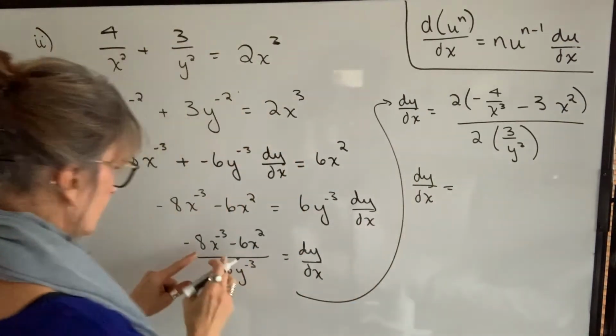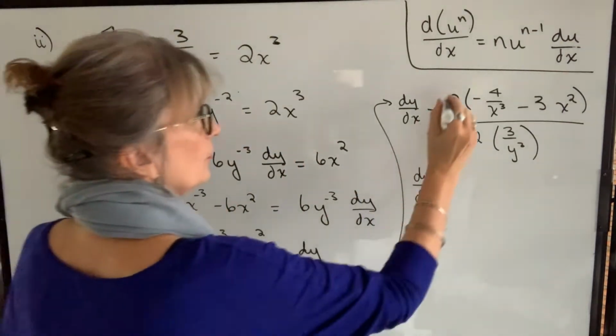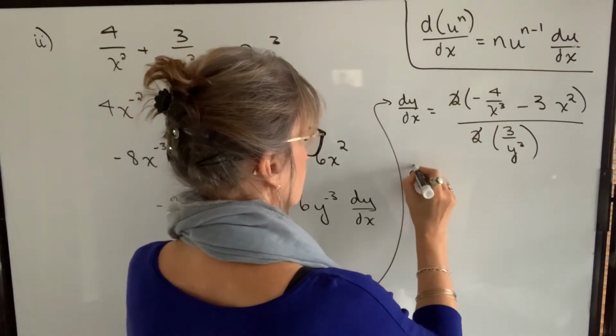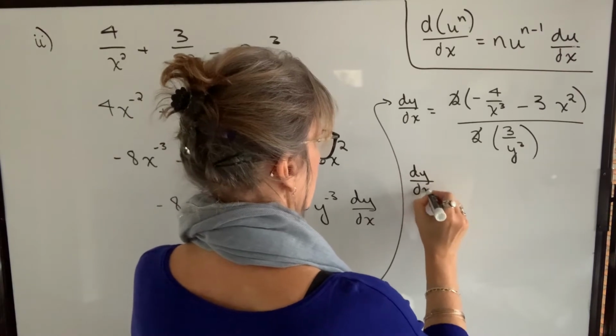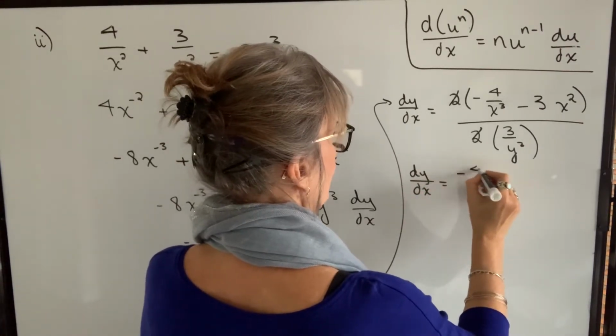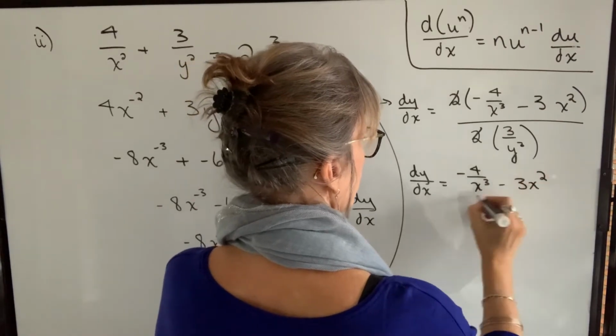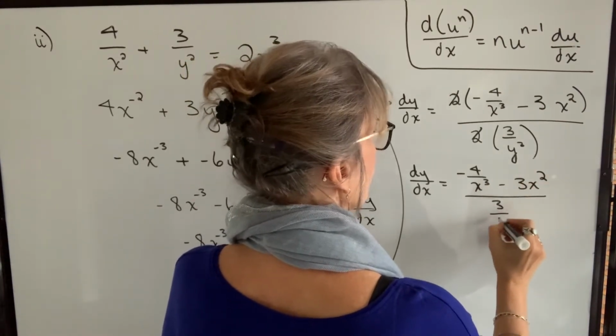So I just factored a 2 out of the numerator and the denominator, which I can then cancel. Let's clean this up. So I'm going to have negative 4 over x cubed minus 3x squared over 3 over y cubed.